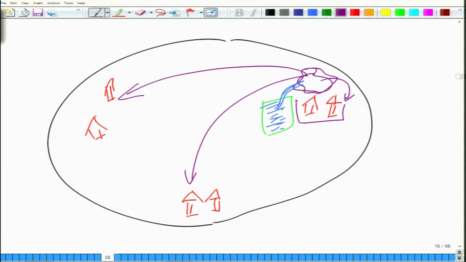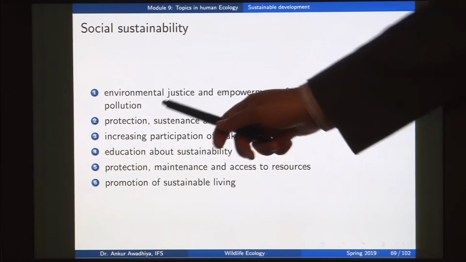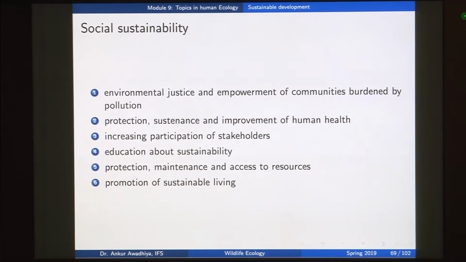So, when we are talking about environmental justice, we are saying that the communities that are burdened by pollution also need to be empowered. So, there has to be a mechanism in which they are properly compensated, so that they are able to lead their lives in a proper manner. Or we talk about things like protection, sustenance and improvement of human health, or things like increasing the participation of stakeholders.